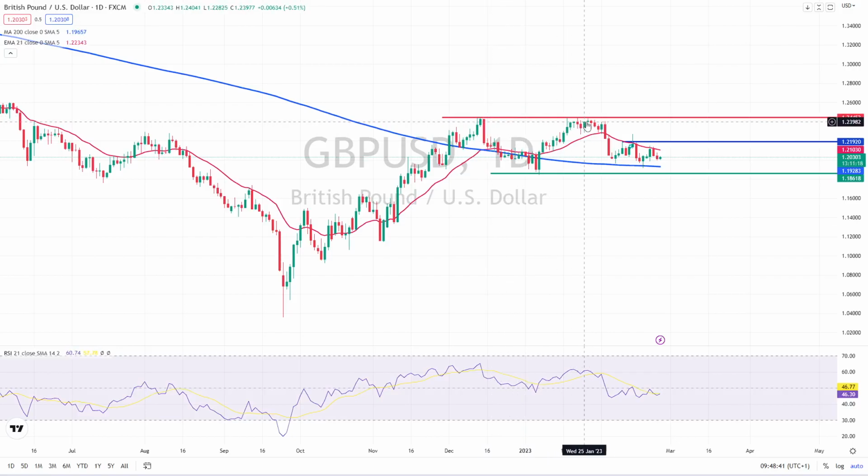But for this formation to become valid, the price needs to break below this neckline, or this support of this formation, at 1.1860. So for the next days, the strategy for this currency pair could be to wait it out, whether we see a break above this resistance near 1.22, which could push the pair to 1.25 again, or on the other hand, if the pair drops below this neckline, we might see further decline targeting 1.15.